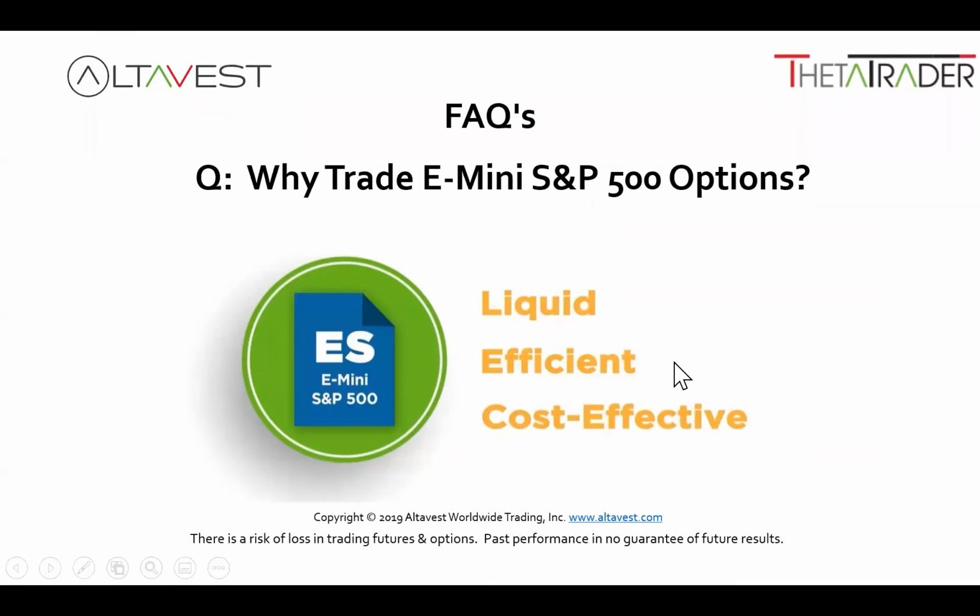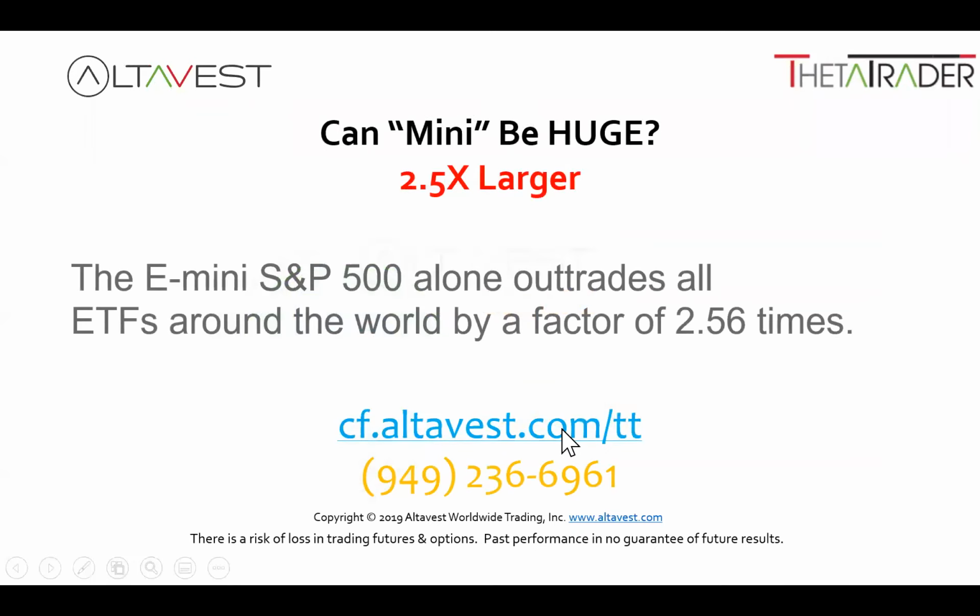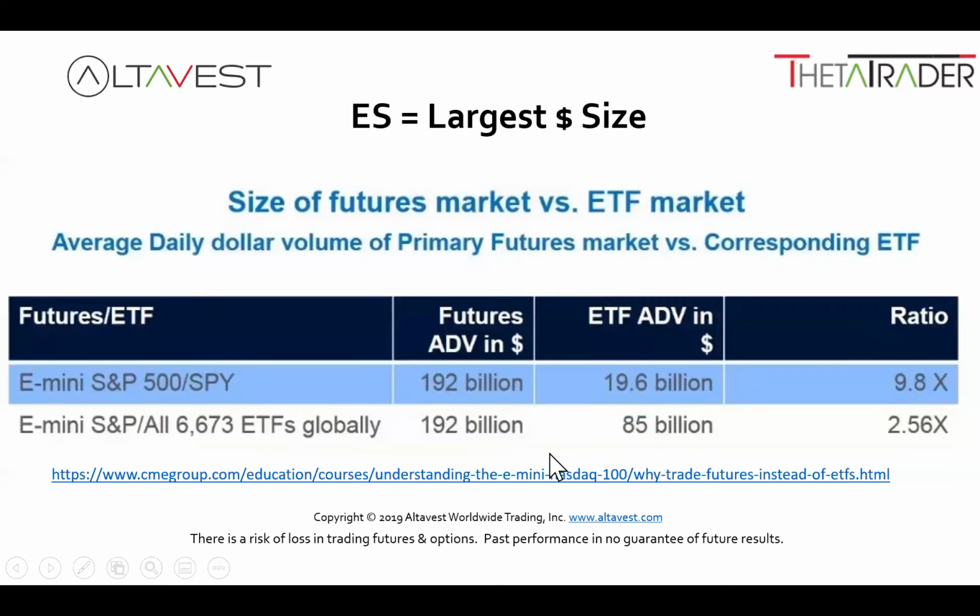And E-minis, why the E-mini S&P 500 options? Well, they're liquid, they're efficient, they're cost effective. And this is a bit of an oxymoron here, but how can the mini be so huge? It's 2.5 times larger than all ETFs around the world. If you didn't know that, that kind of blows people away. They'll say, I had no idea. So this is the right spot, folks. Average daily dollar volume compared to all ETFs around the world, 2.5 times greater. And compared to the SPY, almost 10 times greater. So this is where you want to be.